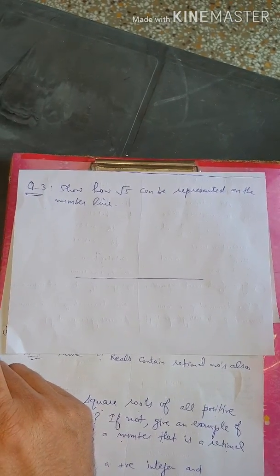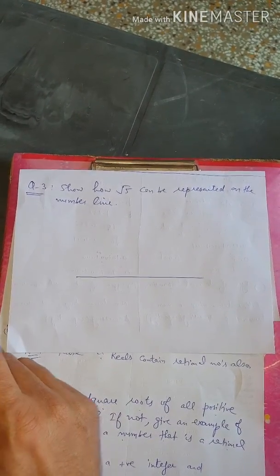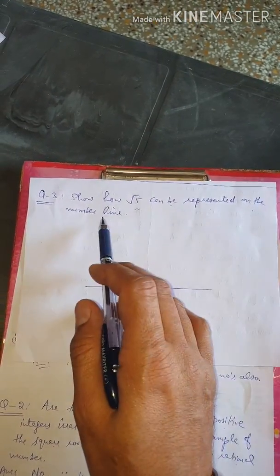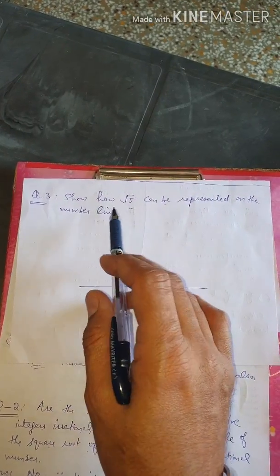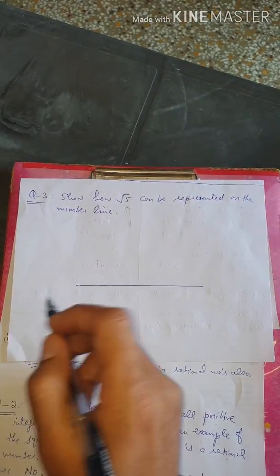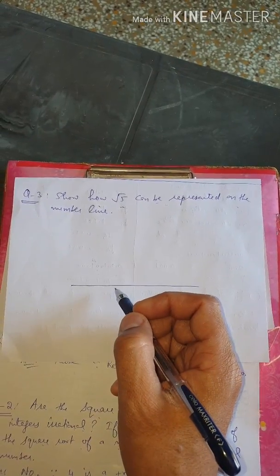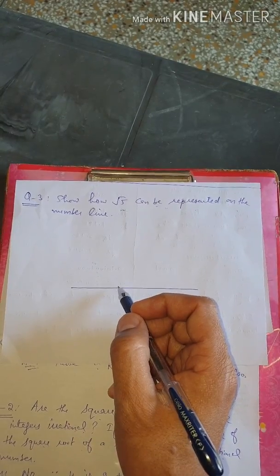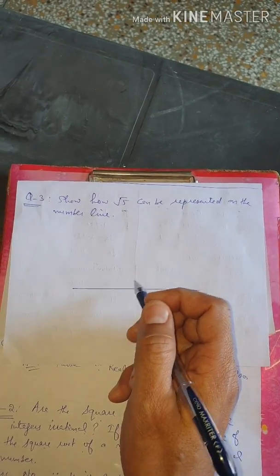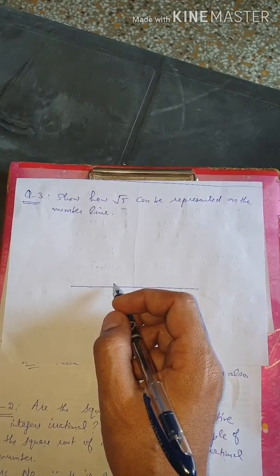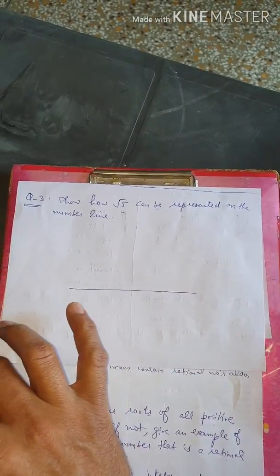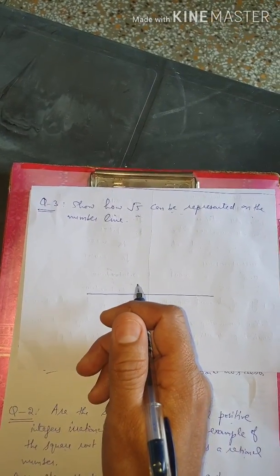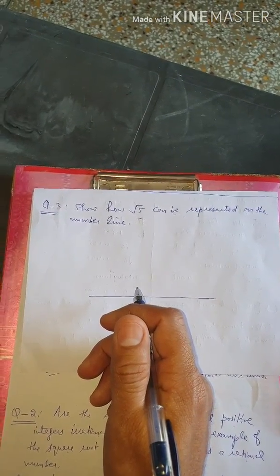Students, our next question is question number 3. Show how under root 5 can be represented on the number line. So you have to locate this on the number line, and better if you prefer graph paper for this. That will be very easy for you, because this under root 5 is an easy number to locate on the number line with the help of graph paper, because already you will see vertical, horizontal, intersecting lines on graph paper, and you can easily convert them into number lines.